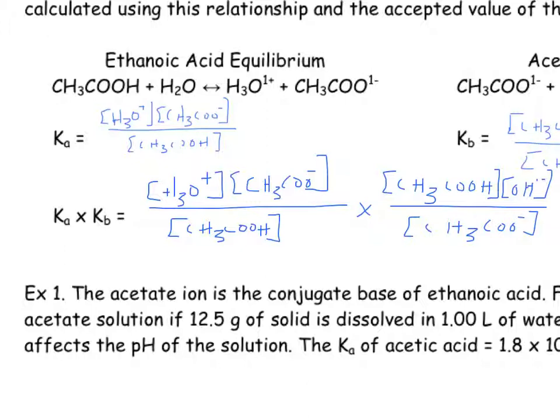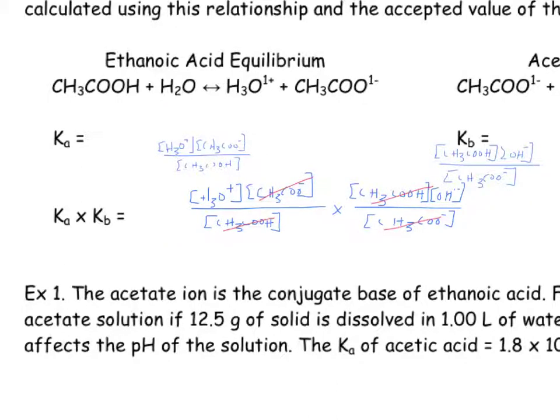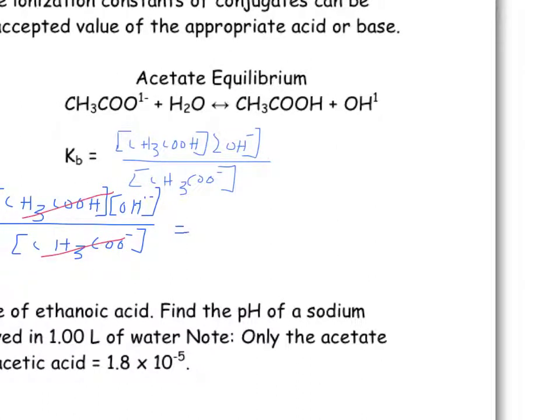Notice that we have an acetate divided by an acetate, so they will be removed from the relationship. Also, we have an ethanoic acid divided by an ethanoic acid. The only terms we have left are hydronium times hydroxide. We already have seen this relationship. This equals the equilibrium constant for water, or Kw, which at 25 degrees Celsius always equals 1 times 10 to the minus 14.